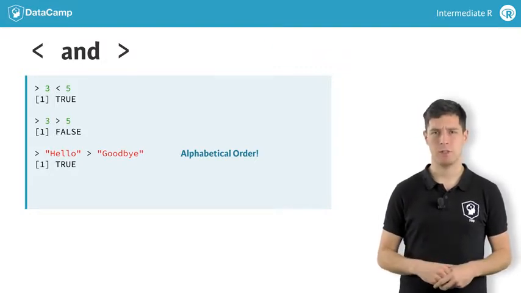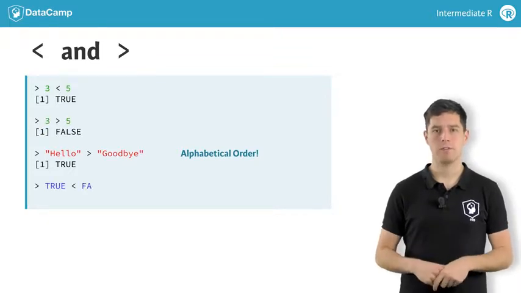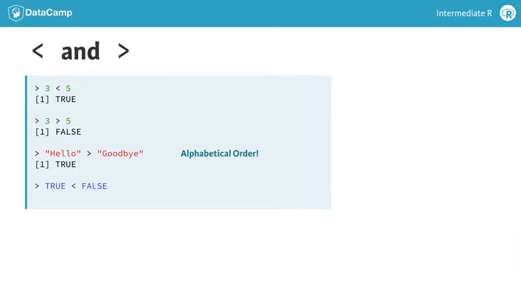How about logical values? Is TRUE less than FALSE? The following query gives us the answer. It appears not. It evaluates to FALSE. That's because under the hood, TRUE corresponds to 1 and FALSE corresponds to 0. And of course, 1 is not less than 0, hence the FALSE result.